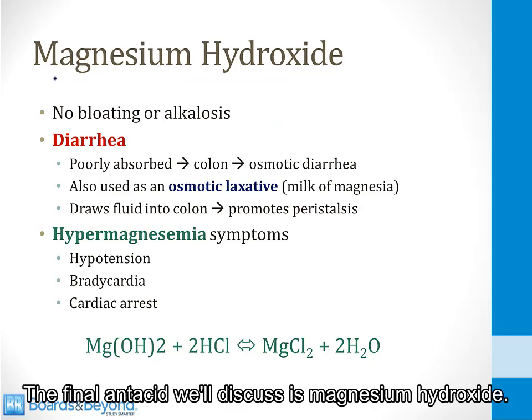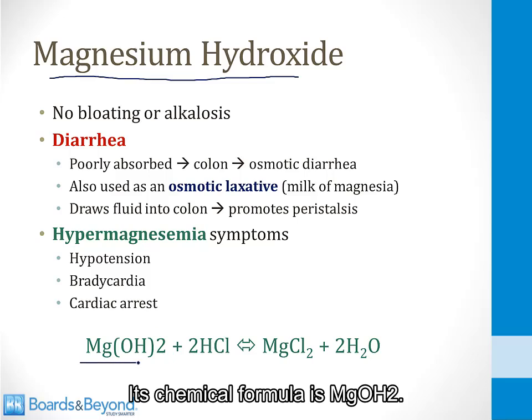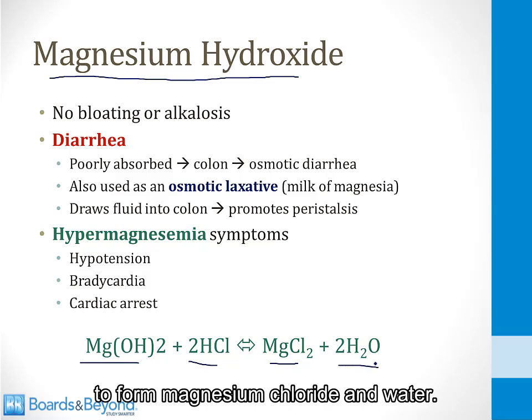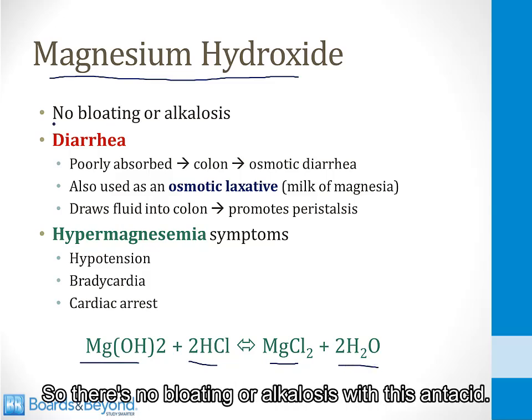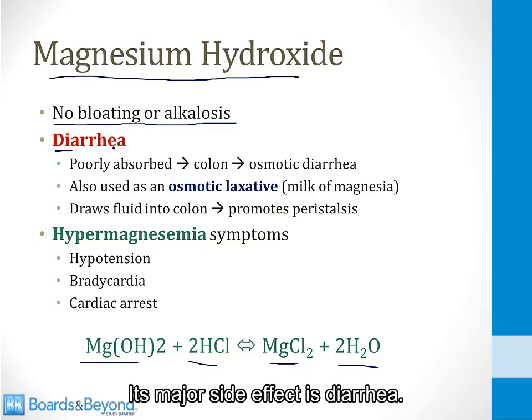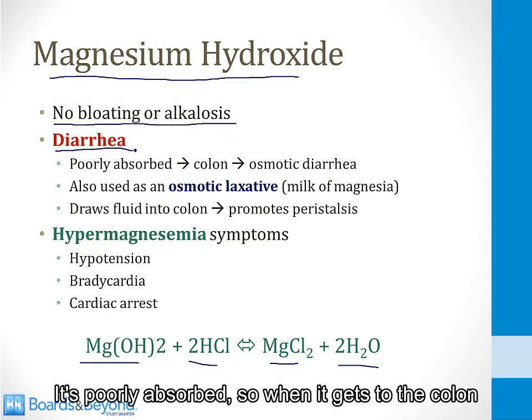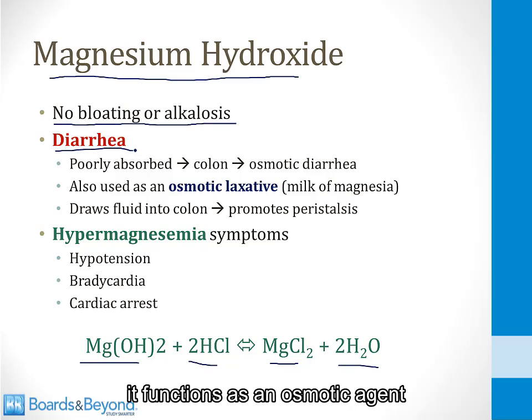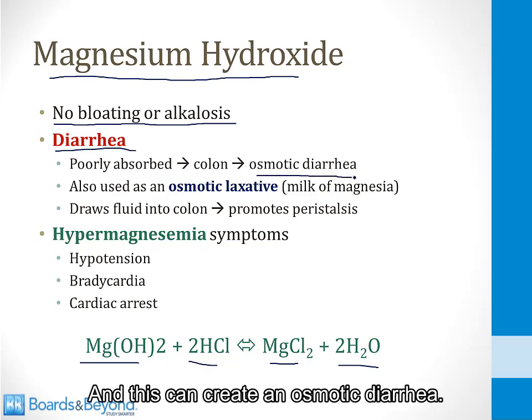The final antacid we'll discuss is magnesium hydroxide. Its chemical formula is Mg(OH)2, so it reacts with hydrochloric acid to form magnesium chloride and water. There's no carbon dioxide formed, so there's no bloating or alkalosis with this antacid. Its major side effect is diarrhea. It's poorly absorbed, so when it gets to the colon, it functions as an osmotic agent and draws water into the colon, and this can create an osmotic diarrhea.